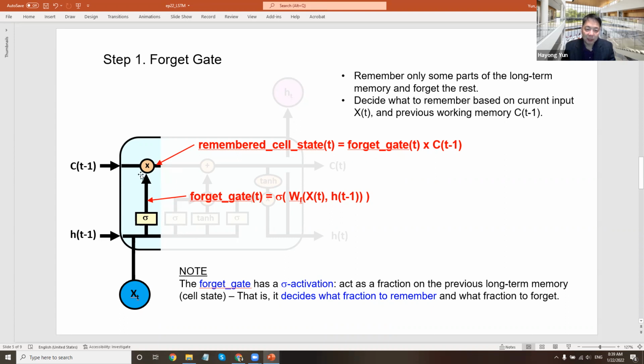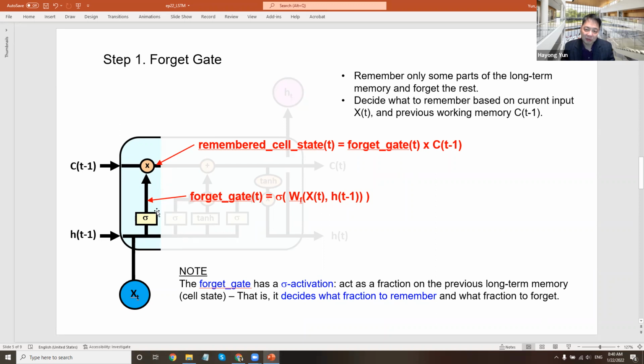So this is the forget gate. It basically controls how much of the past memory, the long-term memory, we're going to pass to the next period. So this remembers only parts of the long-term memory and forgets the rest. That's what's happening here. Decide what to remember based on the current input and the working memory. So here's the working memory, and here's the output. Again, it comes out as a number between 0 and 1, and it decides how much of the C_t minus 1 gets passed to the next stage.